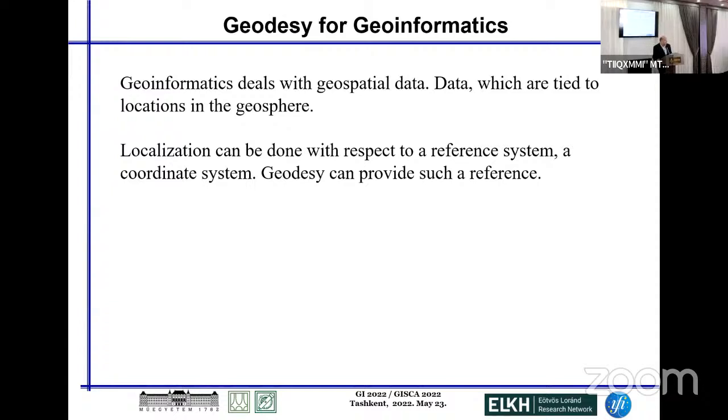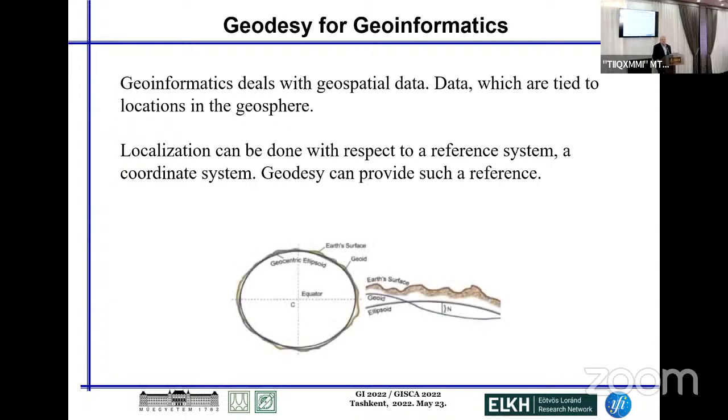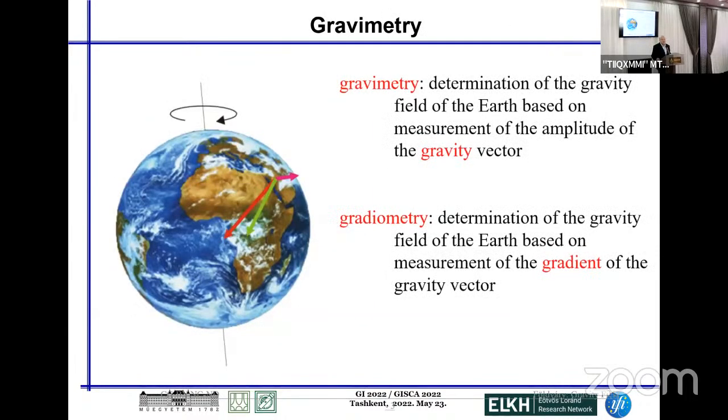And this is the point where geodesy should contribute, since such a reference system is geometrically not a regular surface. It's quite a complex surface, a physically defined surface, and this is what can be defined with geodetic tools. Next slide, please. Since it is geometrically not a regular surface, we should rely on actual in-situ measurements.